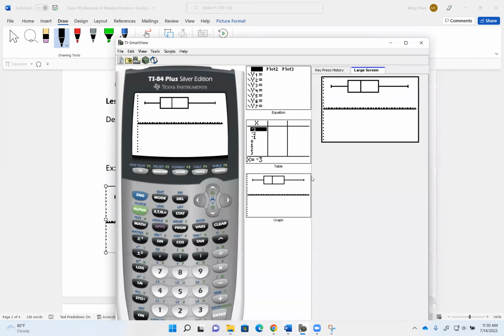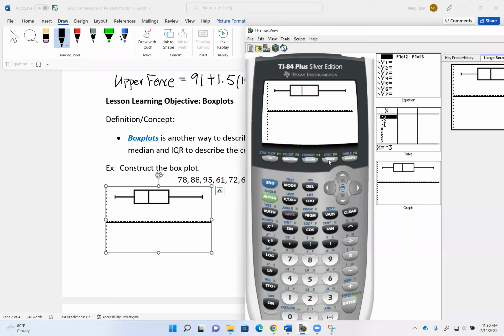Right. So on the graphing calculator, if you press trace, see the median is 80, right? Go to the right, that's Q1. That's the minimum. Then Q3, and go to the right, that's your maximum. So this is how we construct a box plot. The x-axis automatically scales for me, so this is very accurate.